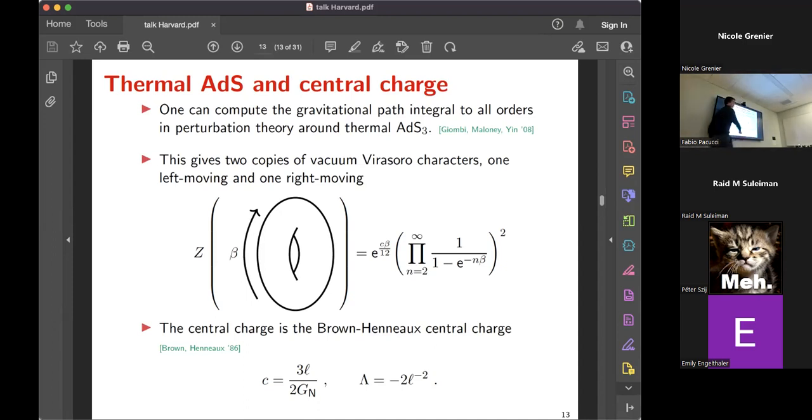Here in front, you can read off the energy of the ground state of the vacuum, and it's equal to minus c/12, and from that you can read off the central charge of your potential dual CFT. The central charge was computed before by Brown and Henneaux, and it takes this form: 3L over 2G Newton, where L is the characteristic size of the AdS. In their calculation, Maloney and Witten didn't use the Chern-Simons formulation. They used the heat kernel formulation.